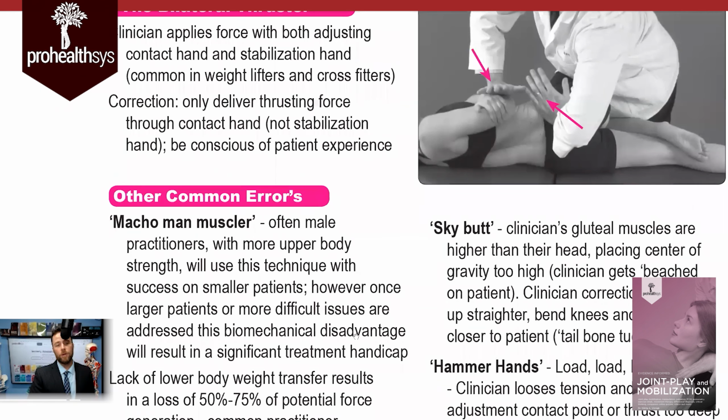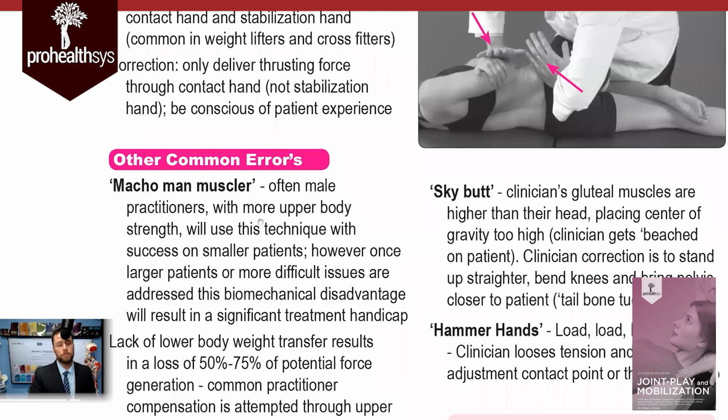And then other areas that we have is the macho muscular. This will usually be men right here. Sky butt. What happens here? You get your butt higher than your head and you get beached, literally. It's like you're a whale and you're stuck on top of the patient. You can't actually thrust, your feet come off the ground. And if you're with me, I'll gently continue that roll and put you gently on the floor, okay, if there's mats.